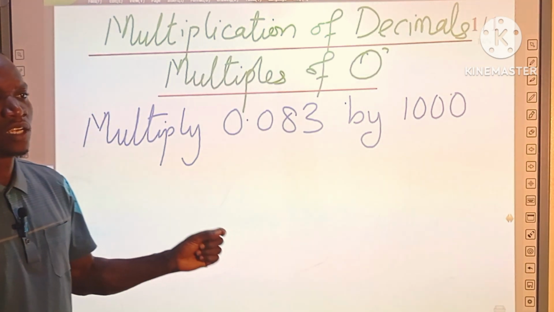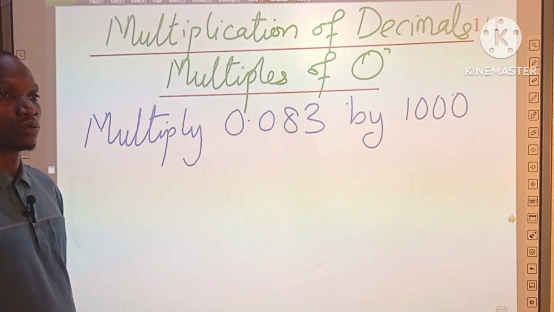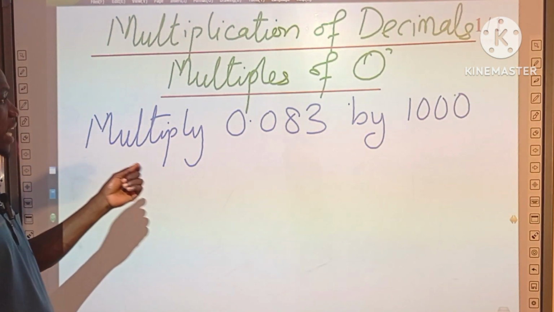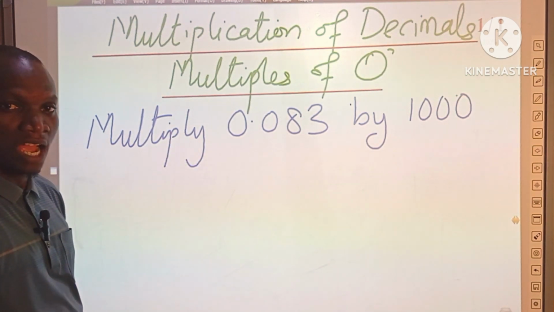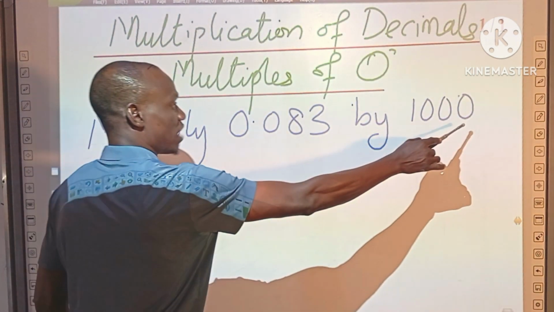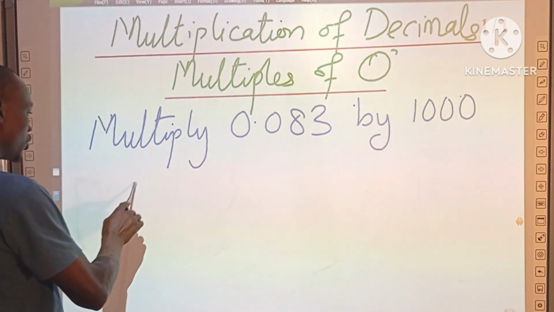In this class, we shall be looking at multiplication of decimals by multiples of 10. And our first question is simple. Multiply 0.083 by 1,000. Now we call it multiples of 10 because we have zeros and just 1. So what should I do? It is easy.